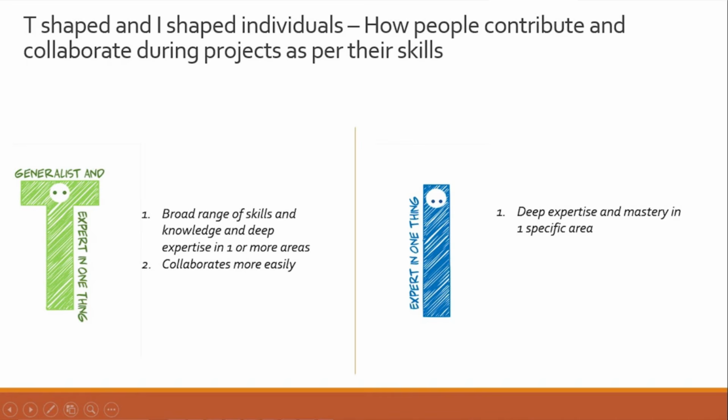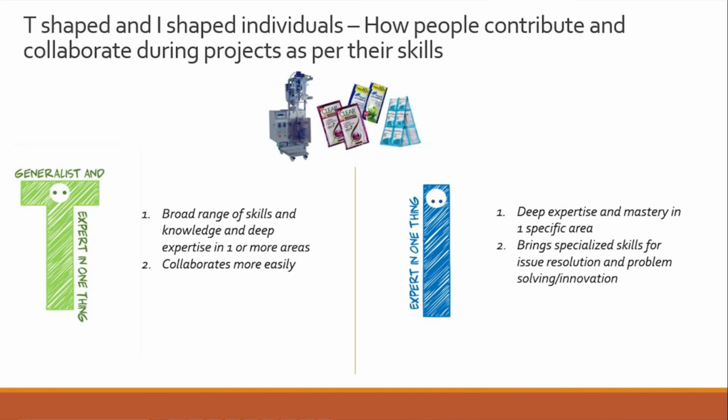Okay. However, when it comes to the I-shaped individuals, these types of individuals bring deep domain knowledge and specialized skills to the team, which is crucial for tackling complex issues and driving innovation in specific areas. Now, if we talk of an example, let's say you are a project manager and you are designing an equipment which will be packing sachets of shampoo.